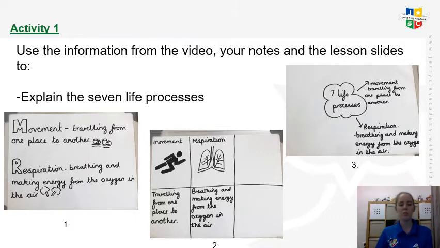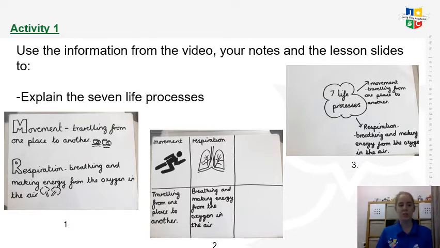So for example number 1, as you can see on the screen, I started with the life process of movement, which is the first one in the 7 life processes. I started with a bubble letter M to make it stand out. You can colour yours in if you like. Then at the side I put the explanation of what that life process means, so travelling from one place to another with a little picture at the side.